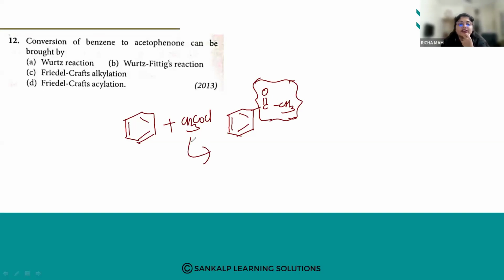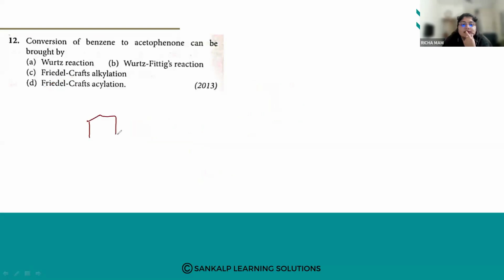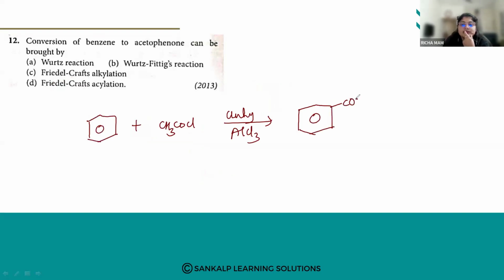Okay, if we do Friedel-Crafts acylation, with AlCl3, then we can get this compound. Is it clear? So benzene, if we react it with CH3COCl in the presence of anhydrous AlCl3, what am I going to get? I'm going to get the acetyl group, COCH3. Okay, so this is the acetophenone.